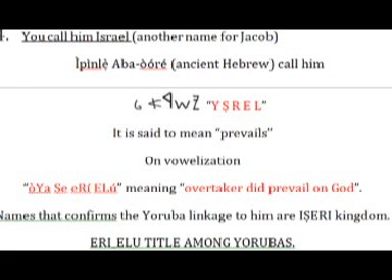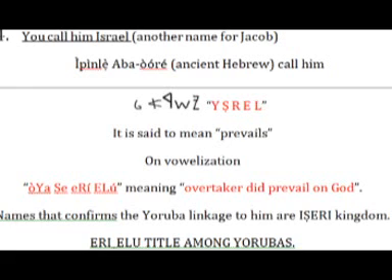Their own definition just said prevails, but what we have here, according to the vowelization, should bring out the scenario, just as in the name of Jacob or Oya Akobi. I mean, he overtook the firstborn. So it shows the scenario. This confirms that the Yorubas are the descendants, and they are the ones that are still speaking the original ancient Hebrew.